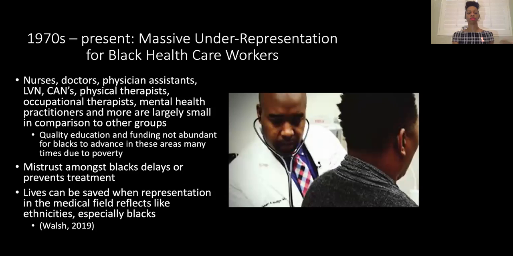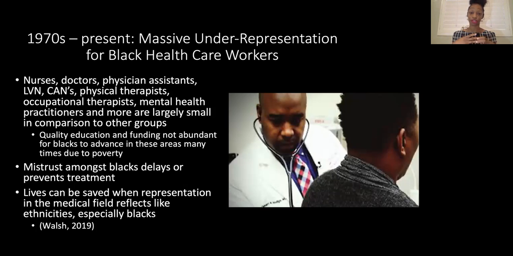Coming now towards the middle late part of the 20th century, there's another disparity, and that's a massive underrepresentation of Black healthcare workers. And this includes nurses and doctors, PAs, LVNs, CNAs, physical therapists, occupational therapists, mental health practitioners. Particularly, we often forget about the mental health practitioner component, which is huge in the Black community because mental health is already ostracized everywhere, but particularly in the Black community, it is ostracized and not talked about.